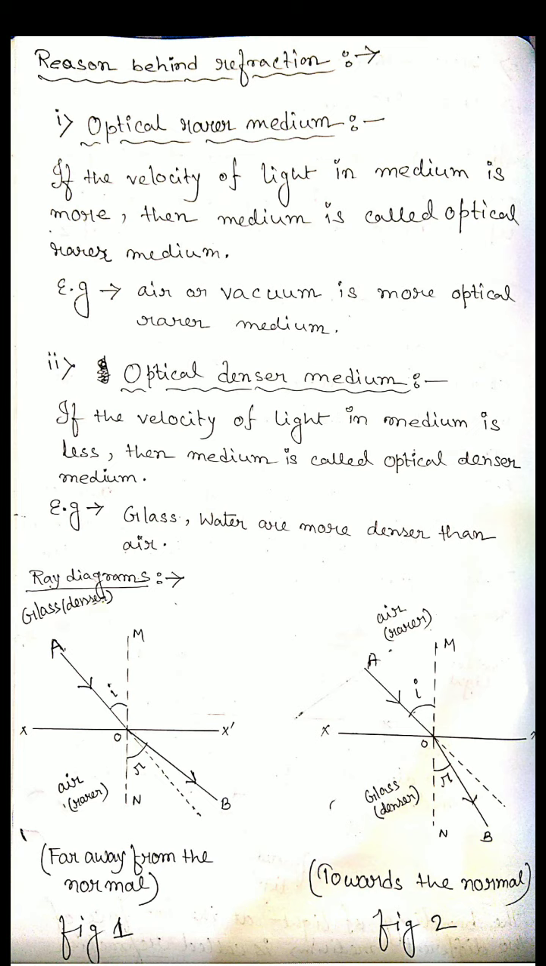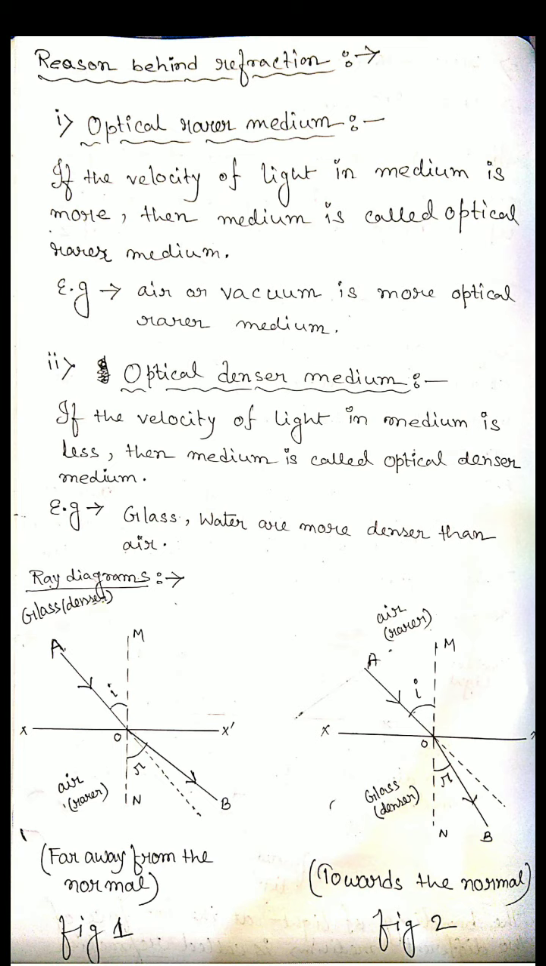Because in the case of a glass or water medium, the particles are tightly bound together compared to air or vacuum. When these particles are tightly bound together and interact with the light rays, that means collisions are there, and that blocks the path of the ray of light. Because of this the ray of light changes its direction, and this phenomenon is called refraction.